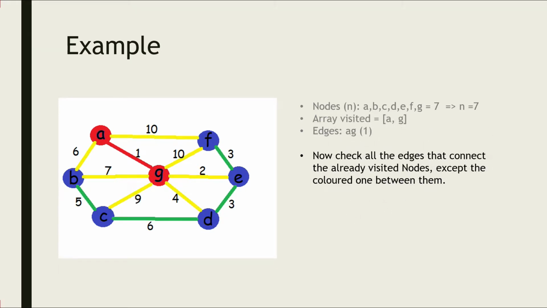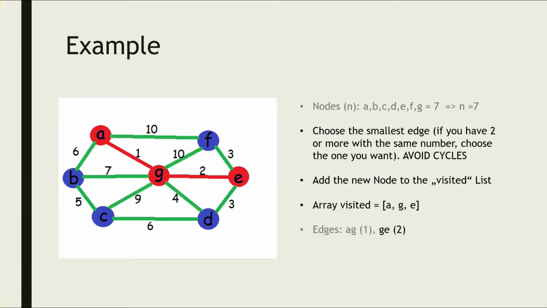Now check all the edges that connect the already visited nodes, except the colored one between them. Choose the smallest edge. If you have 2 or more with the same number, choose the one you want. Remember always to avoid cycles. Then add a new node to the visited list.